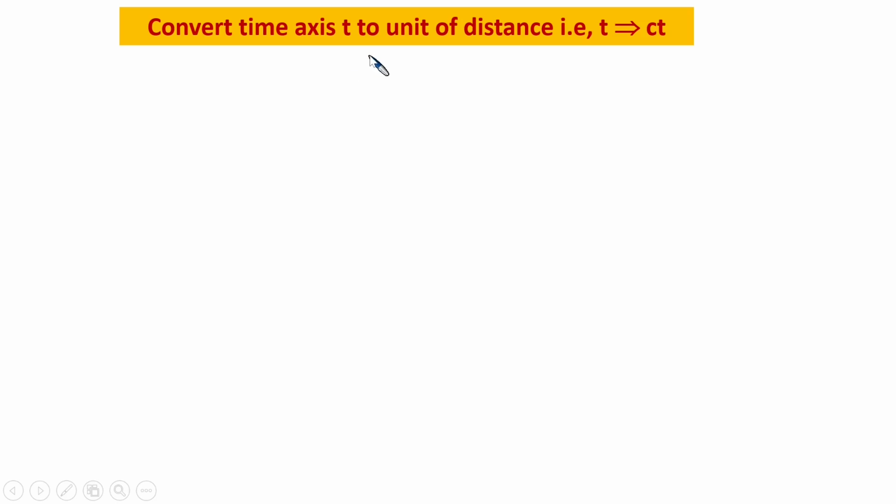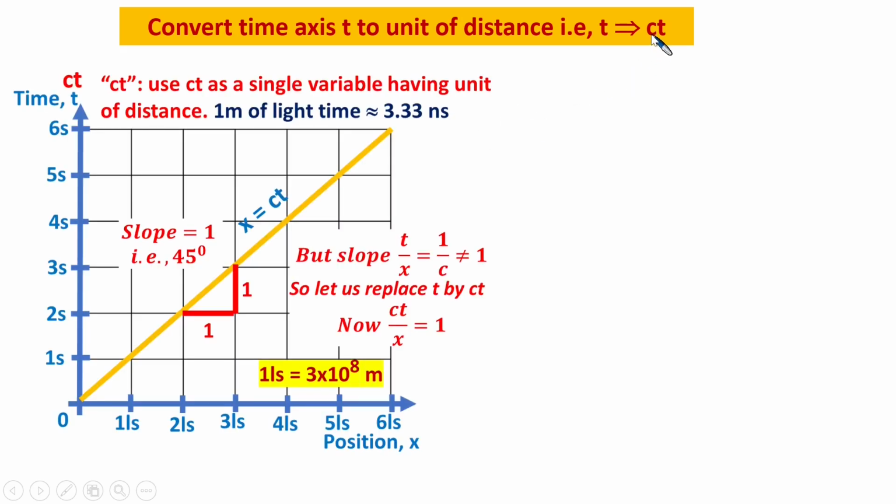Now we will convert the time axis t to a unit of distance. That is, t is equal to c into... I will just multiply the time axis by velocity to get distance. c is what, x by t. The t gets cancelled, so this is a dimension of position. So here I have done this. Use ct as a single variable having a unit of distance. Here I have written that light will cover 1 meter in a time of 3.33 nanoseconds.